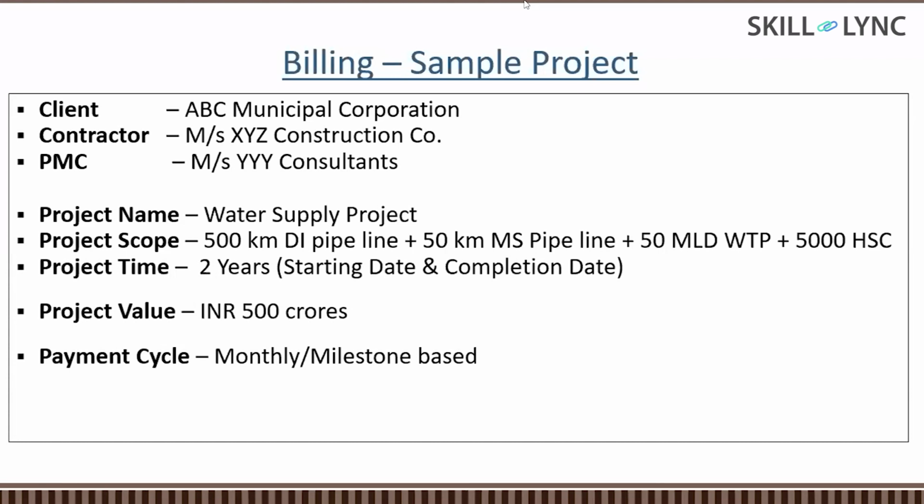Let's say this is some water supply project. In that project, they have to lay a lot of pipeline, make a WTP, and do the house service connections. They have given a timeline of 2 years and the project value is 500 crore rupees. Now, there is a very special thing about this value of 500 crore rupees. It is not that the construction company will get this amount after completion of the entire project, after 2 years. The client will give this amount to the contractor company as per the payment cycle defined in the contract document signed between both parties. It could be monthly or milestone based, depending upon the condition.